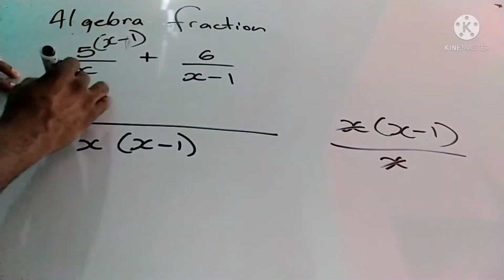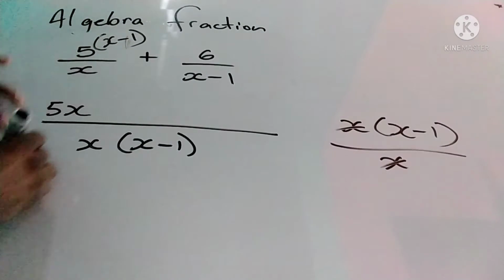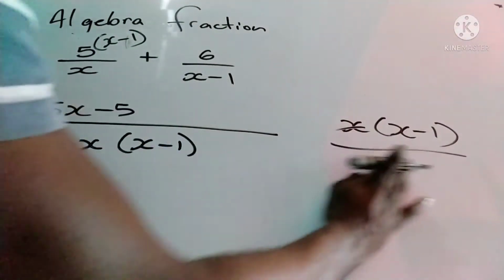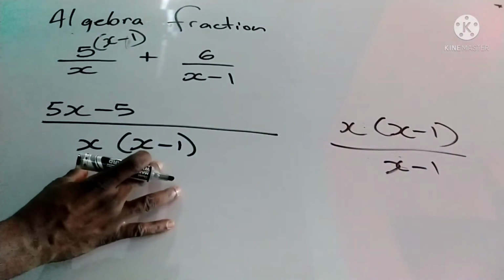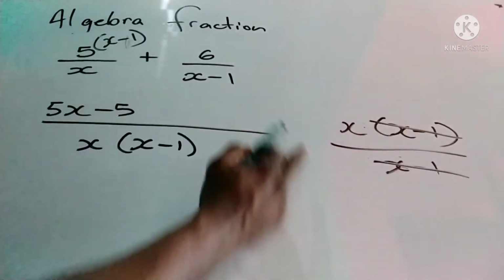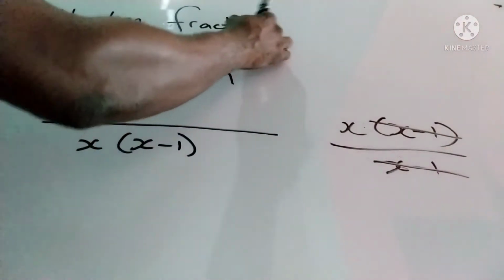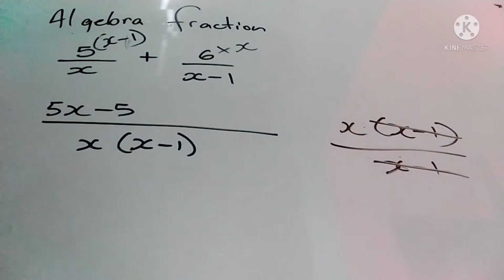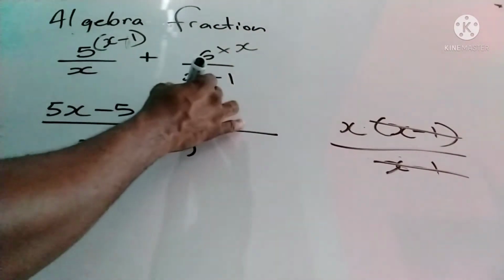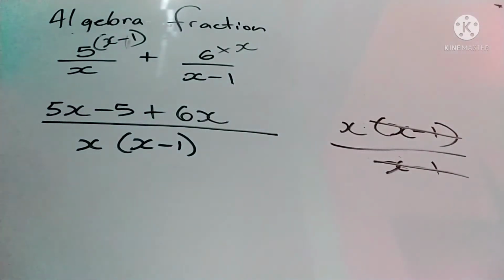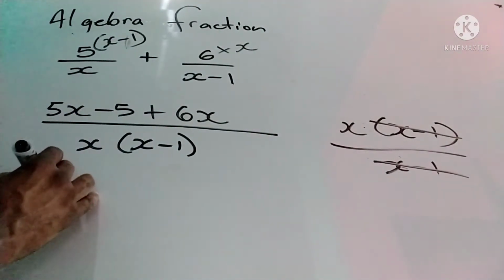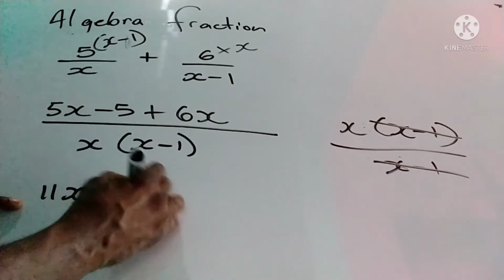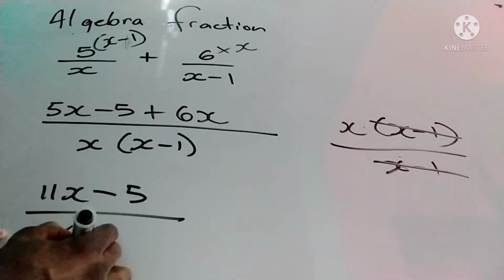So then 5 times x will give us 5x. 5 times negative 1 will give us negative 5. And then again, you could see for yourself, x minus 1 into our LCM, it will cancel itself. So we're getting off x. So the x will multiply by the 6 up there. So 6 times x becomes 6x. Now, what is there to be simplified? Well, you could see that we have a 5x and a 6x. They're all positive. So we're talking about 11x with a minus 5, all over x.